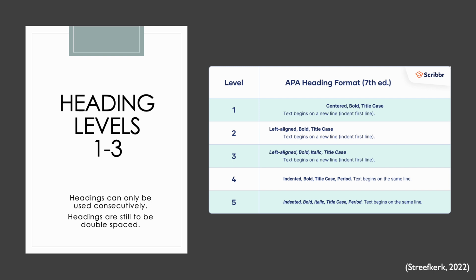Level 1 headings are to be centered, in bold, and title case with the text beginning on a new indented line. Level 2 headings, they are flush left, bold, title case with the text beginning on a new indented line. Level 3 headings are flush left, bold, italicized, and title case with the text beginning on a new indented line.